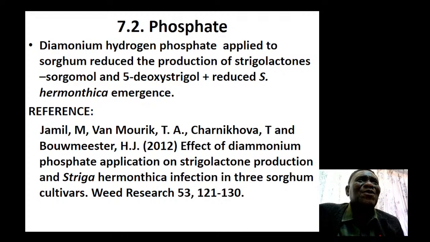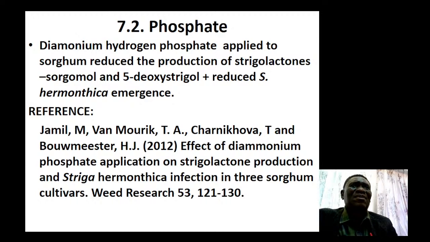Another element is phosphate. For example, diammonium hydrogen phosphate applied to sorghum reduced the production of striga lactones, sorgomol, and 5-deoxystrigol were reduced. Striga emergence was also reduced. If you want more information, you may read this reference indicated.